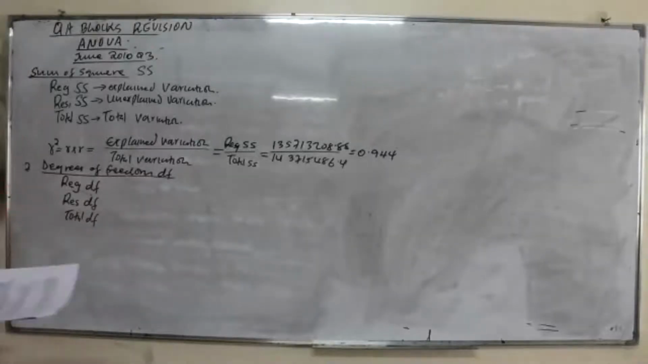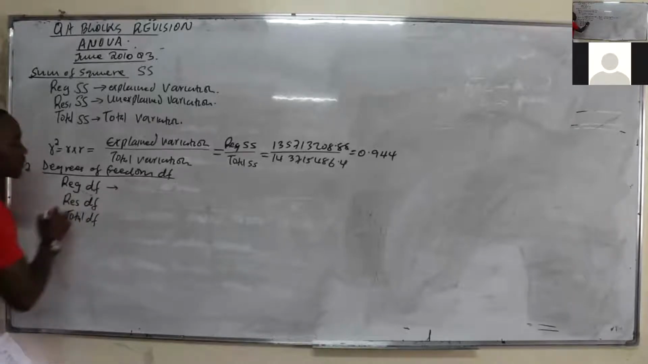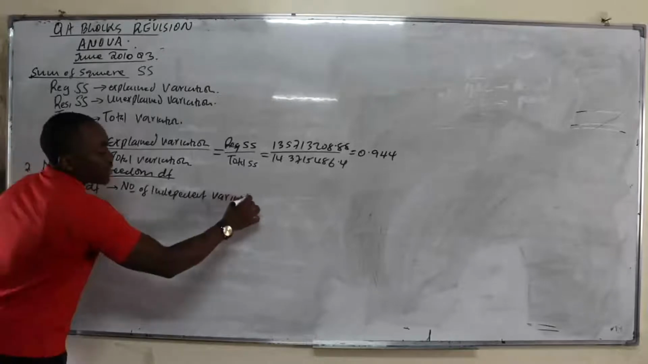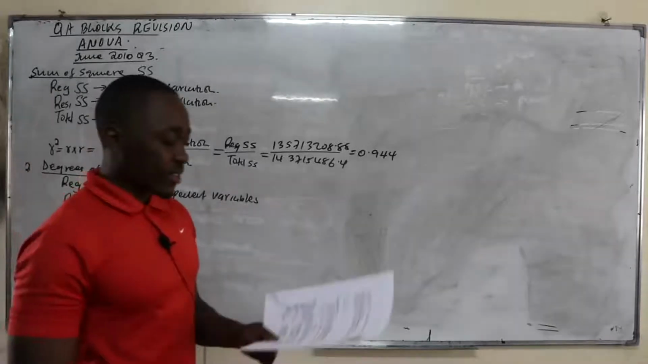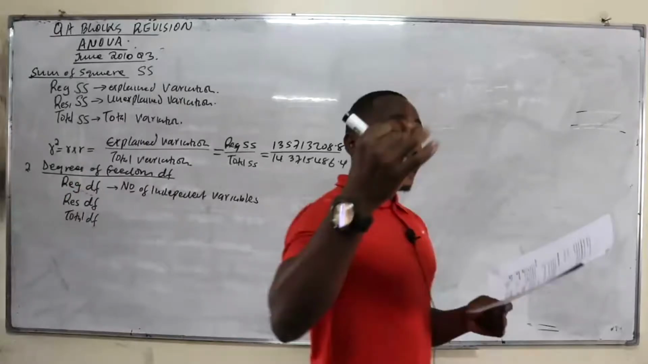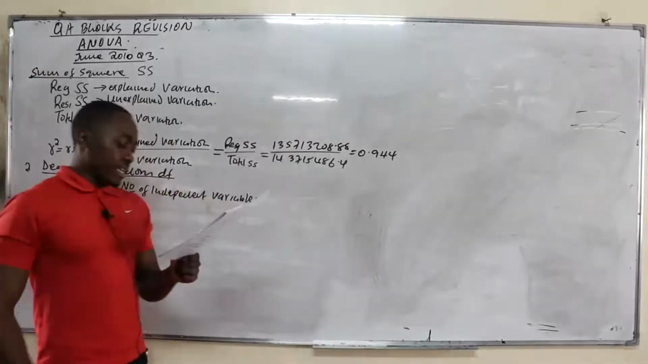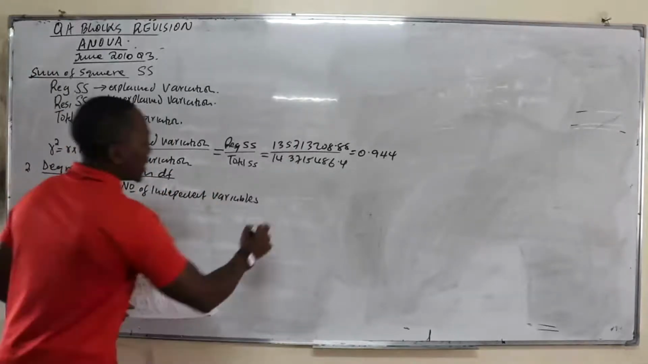Now let's be here. Regression DF presents the number of independent variables. So if you go to the first model, how many variables do we carry the analysis of? We had here interest rate and income. How many independent variables? 3. Now can you go to your DF? Regression DF is 3.